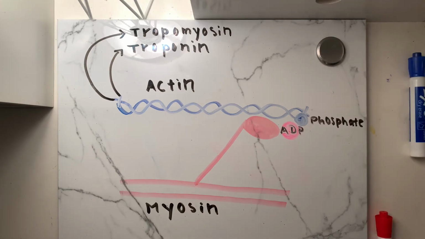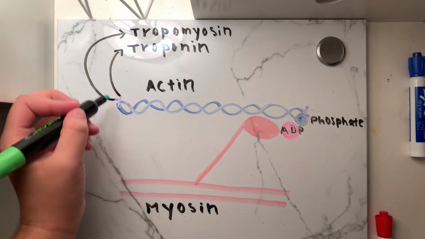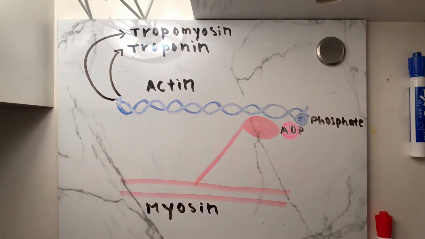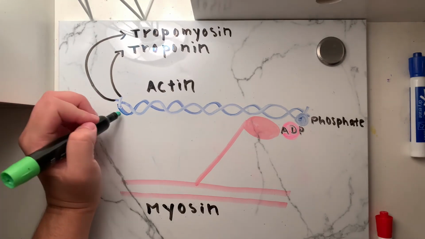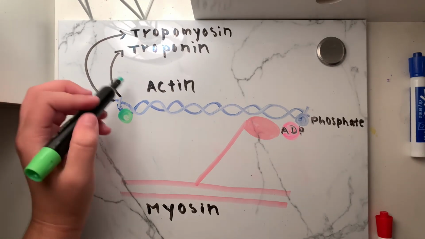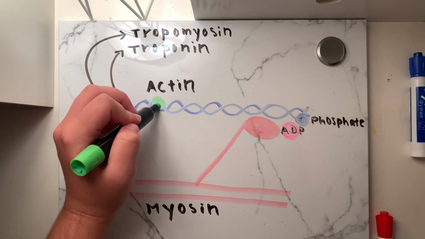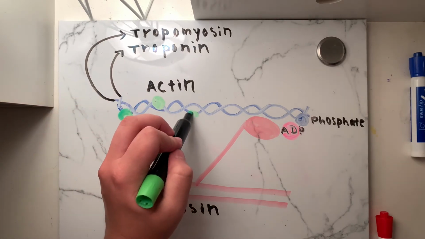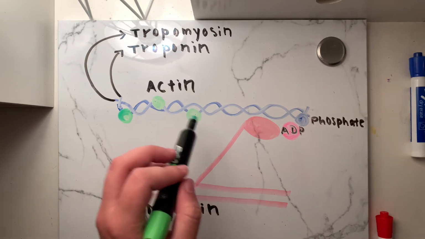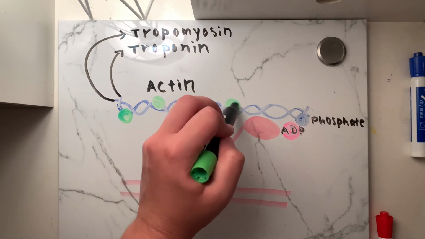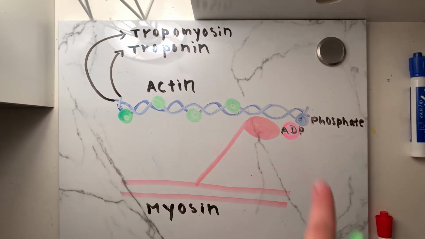In order for the binding sites on the actin to be exposed, calcium ions bind to the troponin. This binding of calcium ions therefore allows troponin to change shape and rotate around the actin, which then leaves the binding sites exposed for this myosin head to bind to the actin.